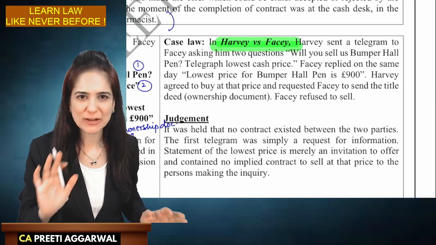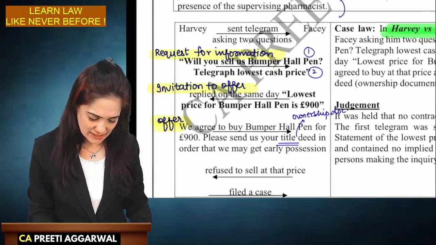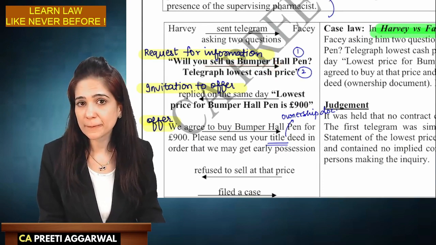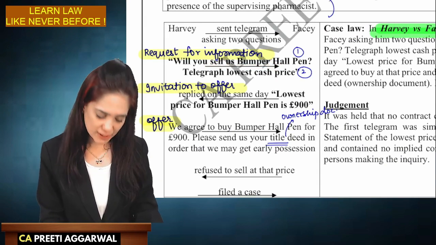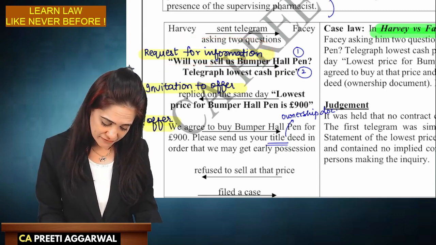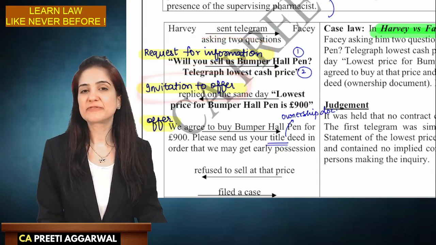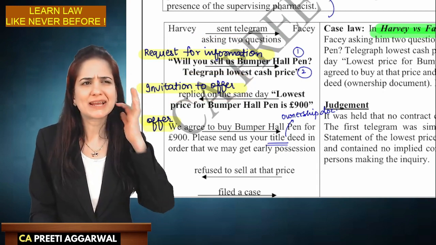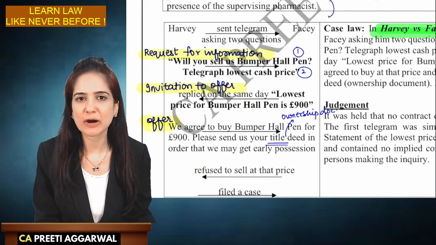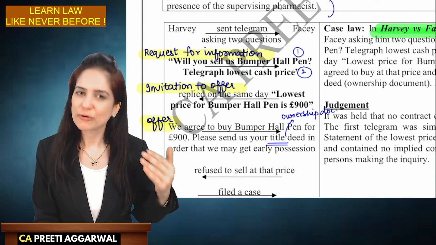It was just answering of questions, right? Now, in this case, when Harvey asked, will you sell us the Bumper Hall pen? Telegraph the lowest cash price. He was only requesting for information. When Facey replied, that is invitation to offer, that if I sell, I'll sell it for £900. He said, all right, I will buy it for £900. In fact, that is an offer.